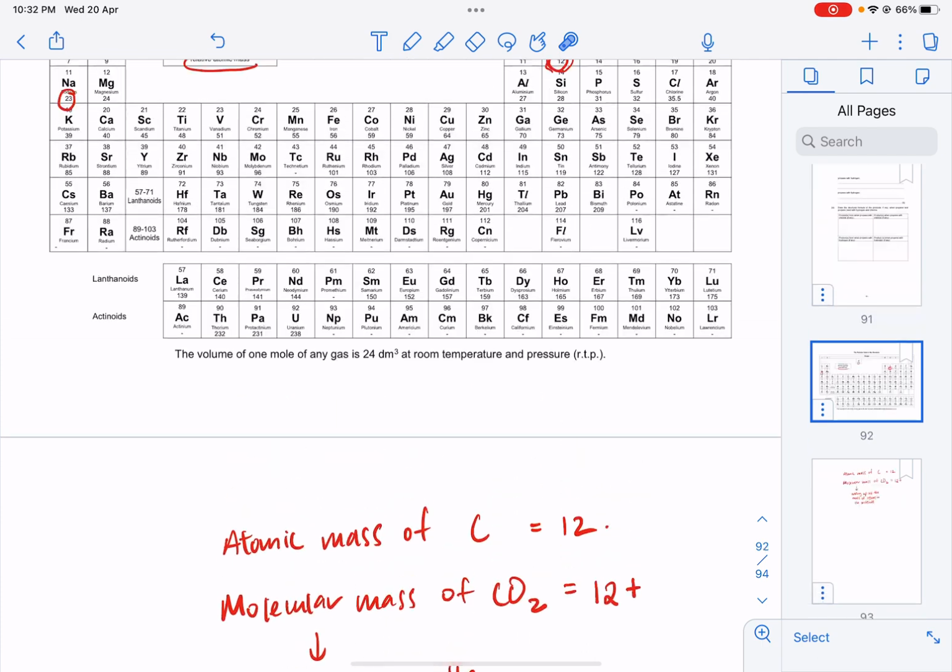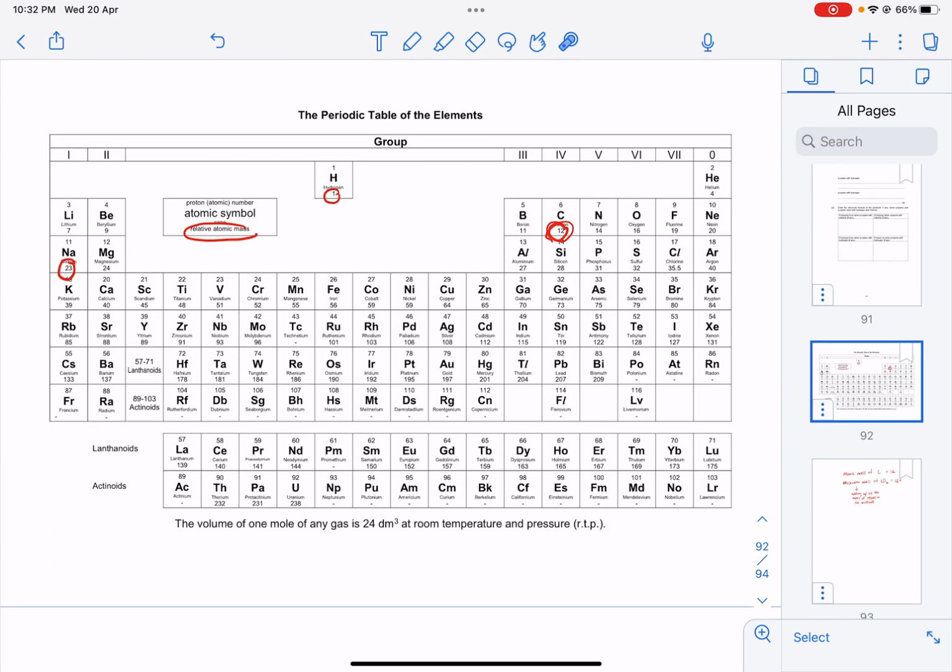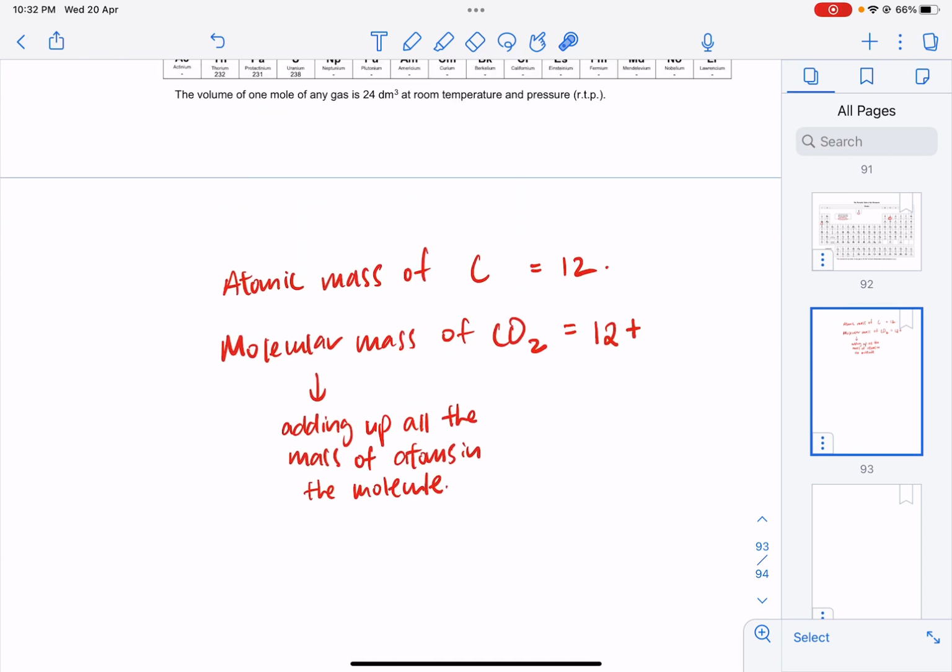So that makes it 12 plus, what is the mass of oxygen? Let's look at the periodic table. The mass of oxygen will be 16. Now, how many oxygen are there? You realize there are 2 oxygen, right? So it is 12 plus 16 plus 16, and the molecular mass will be 44.